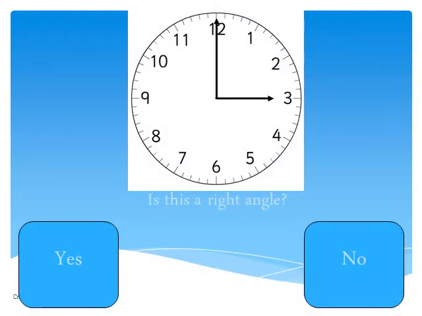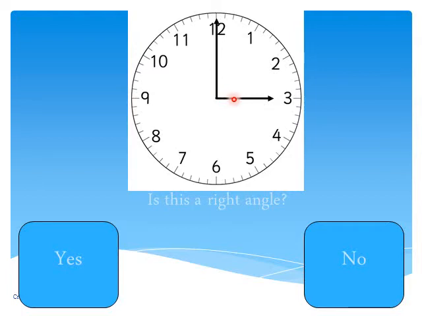Look at the hands on this clock. This clock is showing 3 o'clock. The minutes hand is pointing to 12 and the hours hand is pointing to 3. Do these hands together make a right angle? Is this a right angle? Look at it. Is this like a capital L?